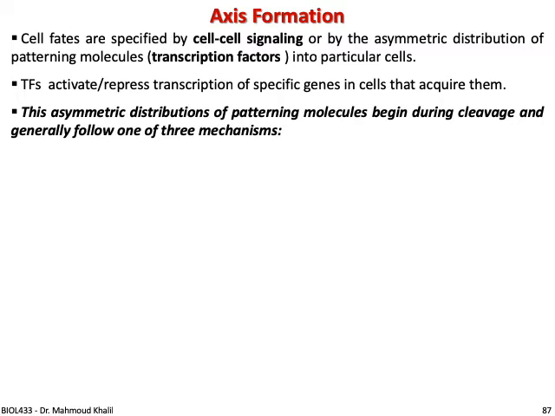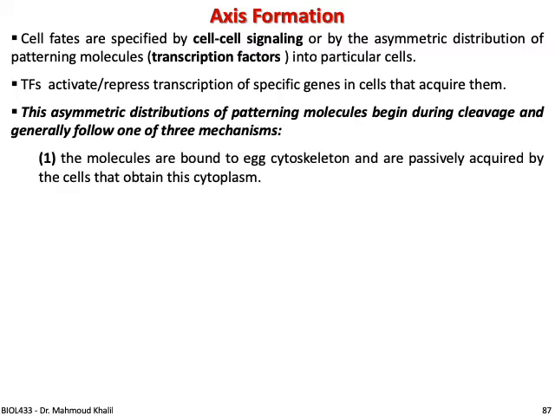distributes these transcription factors, and they are distributed along the blastomeres. So this asymmetric distribution of patterning molecules begins during cleavage and generally follows one of three mechanisms.